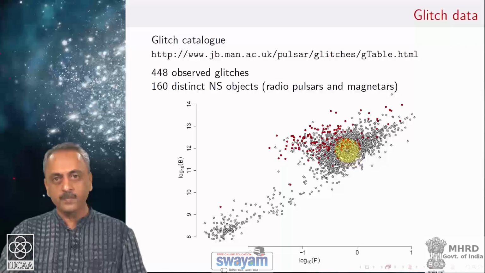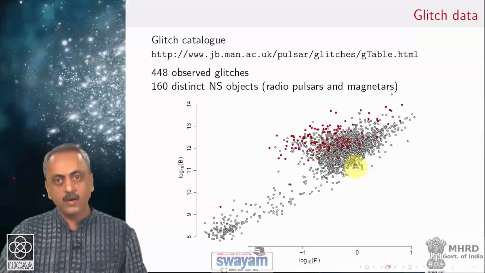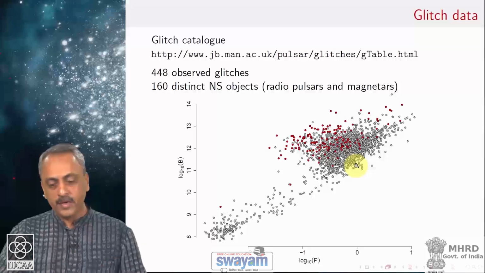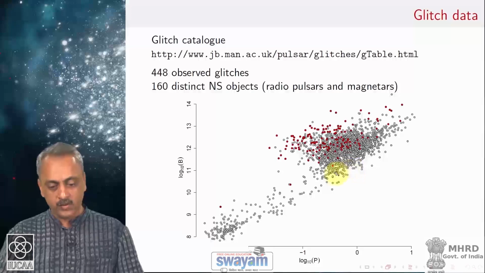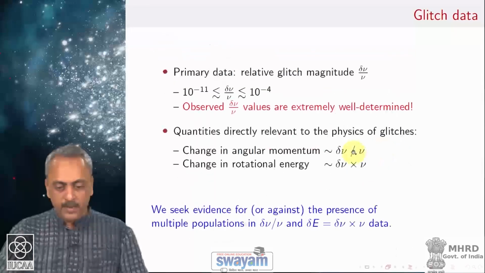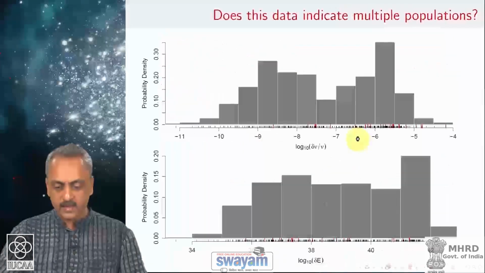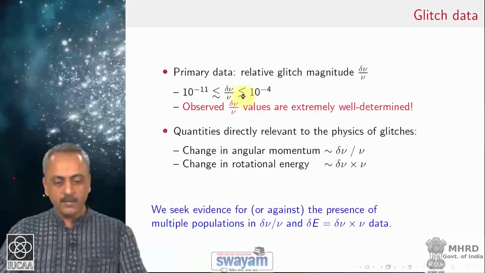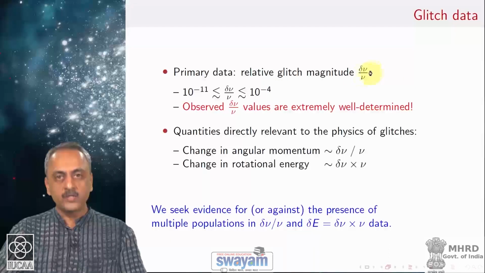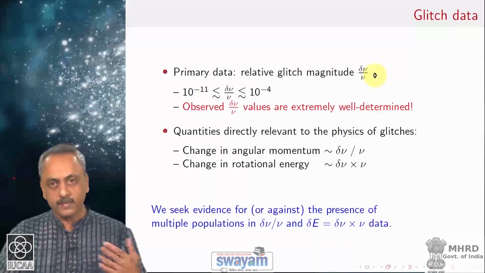Can you figure out if there are separate groups of objects purely by using statistical methods, without taking recourse to the physics of the problem? So, the primary data, which was summarized here in these histograms, is what is called the glitch magnitude.